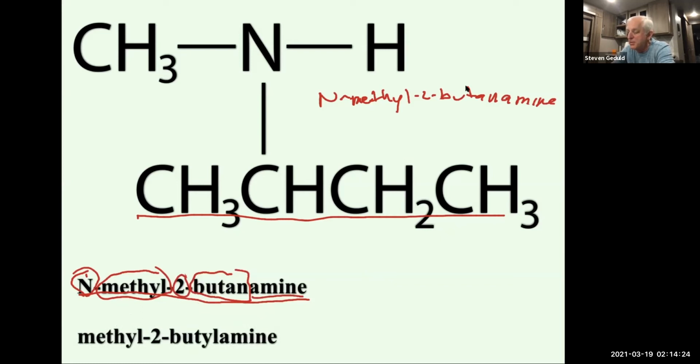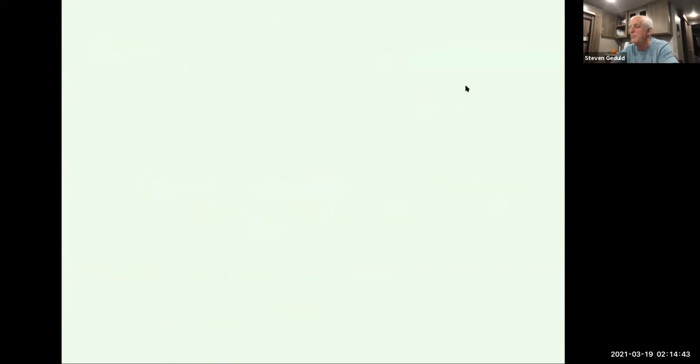Again, we named this as a substituent. We don't name it as the main group. So we put butyl as our substituent. So you have a methyl group attached, and then we have a butyl 4-carbon chain. At the number 2, there's an amine group. Either way, you give the same compound, whether it's N-methyl 2-butanamine or methyl 2-butylamine. It's going to be the same exact compound.